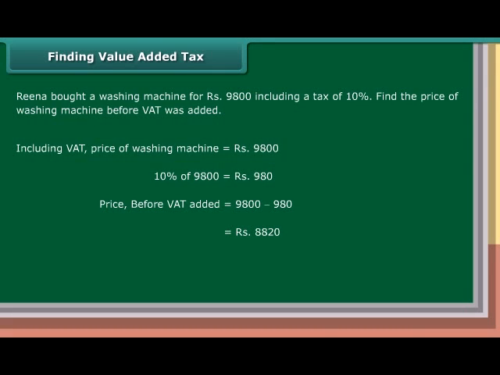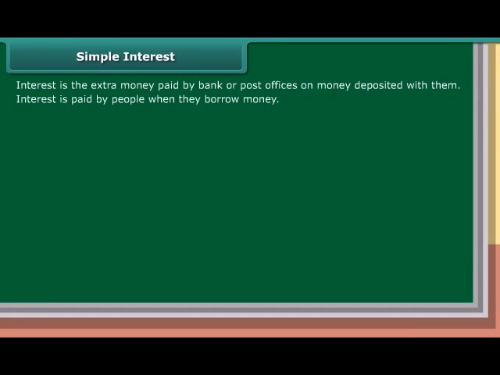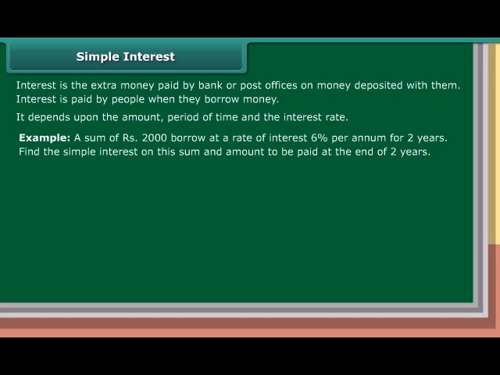8820. Simple interest. Interest is the extra money paid by bank or post offices on money deposited with them. Interest is paid by people when they borrow money. It depends upon the amount, period of time, and the interest rate. Example: a sum of rupees 2000 is borrowed at a rate of interest 6% per annum for 2 years. Find the simple interest on this sum and amount to be paid at the end of 2 years.